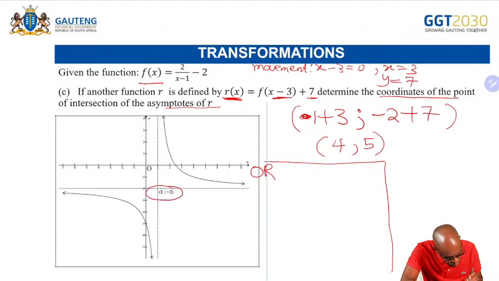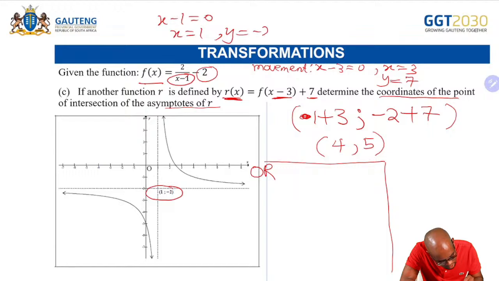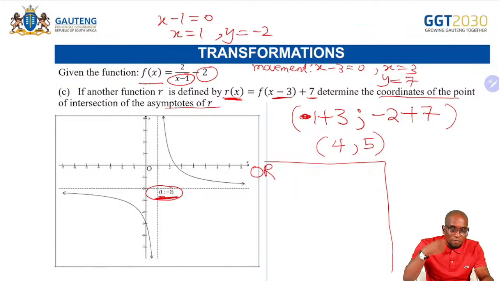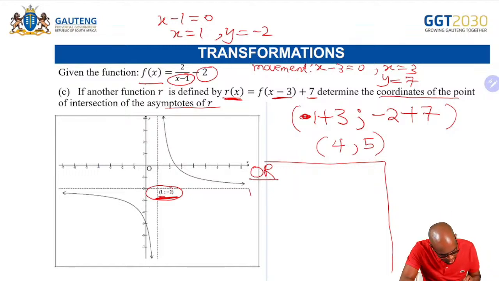Remember, these asymptotes, we determined them from this equation. x minus 1 is 0, x is 1, and y is -2. That's where we got this point. Now, if we can find the new equation of R and then find the coordinates from that. So we are going to then say R of x would be f of x. So where I see x, I put x minus 3, and where I see y, I put 7.